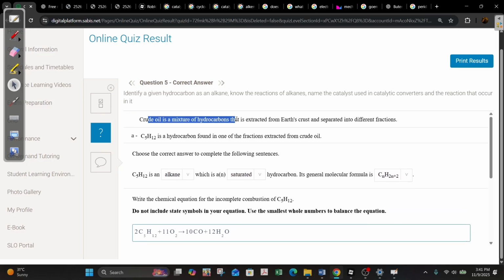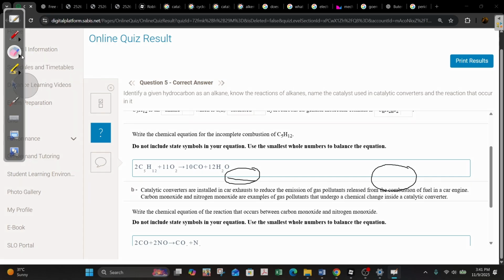Crude oil is a mixture of hydrocarbons that is extracted from Earth's crust and separated into different fractions. Okay, C5H12 is an alkane, which is saturated. Saturated means it has no double bonds. And the general formula of alkanes is CnH2n+2. Okay, next.